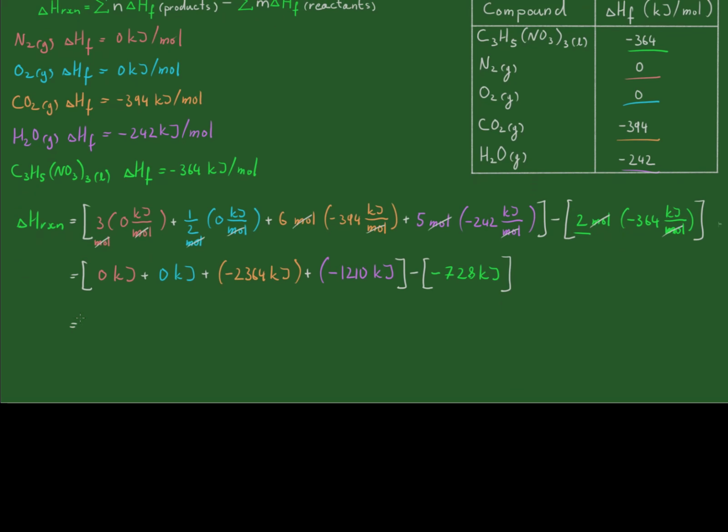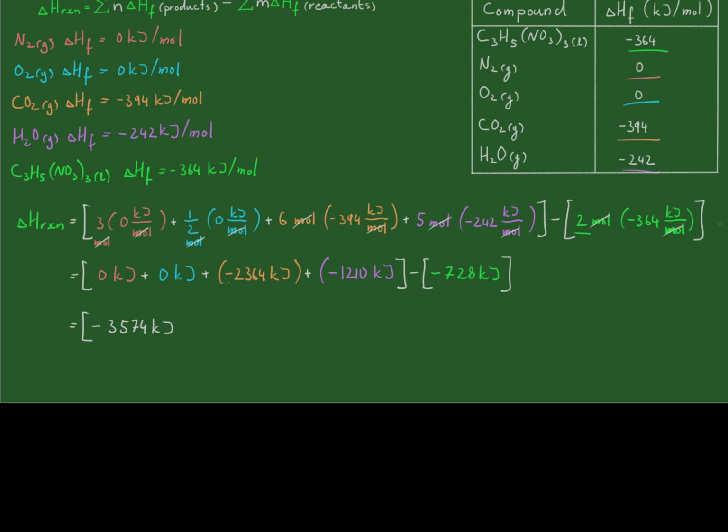Now we have 0 plus 0 is 0, minus 2,364, minus 1,210. Pardon me, let me just do that quickly on my calculator on the side. So I get negative 3,574 kilojoules.